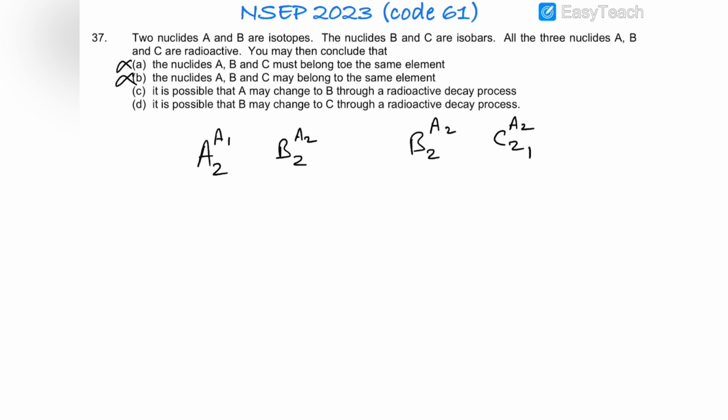So we can say that A would not be decaying into B, and we are not considering multiple radioactive decays, because it is written that through a radioactive decay process, that is, a single radioactive decay process. So C is also wrong, and it is possible that B may change into C through a radioactive decay process. So if we are talking about B changing into C, then obviously it can change by alpha decay or beta decay. So D can occur. D is possible. Now we move on to the next question.